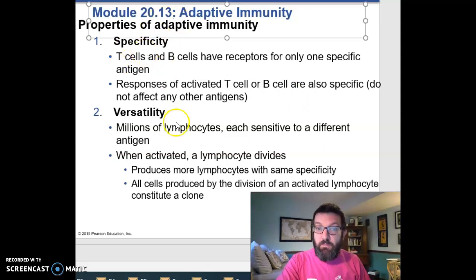So it's specific. But it's also versatile because while each individual T or B cell is specific to just a single pathogen, a single antigen that you would find on a pathogen, you have millions of different lymphocytes, and each of them is sensitive to a different antigen. And so, odds are decent that you will be able to mount an immune response once you detect that you're infected with that particular antigen. And then these cells will clone themselves. They will multiply and multiply and mount a large response.